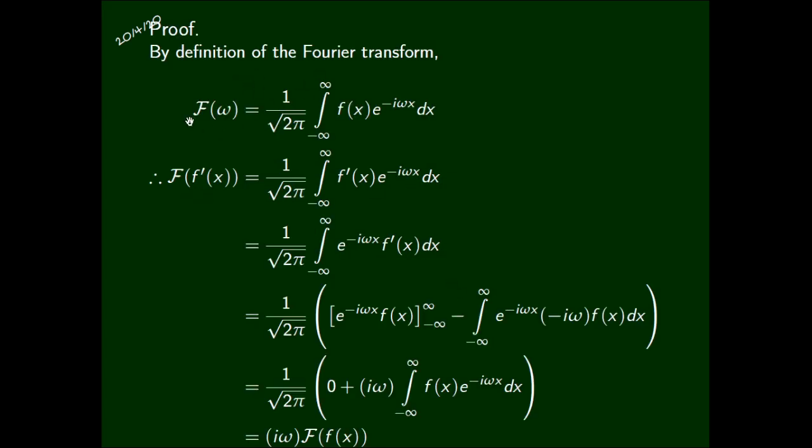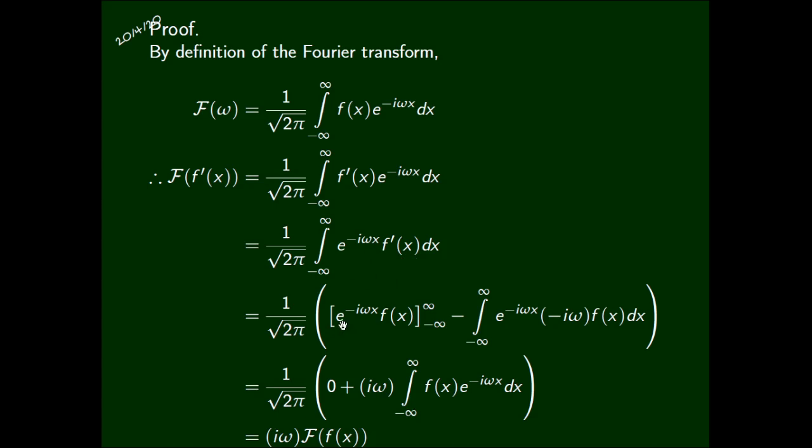Using the definition of Fourier transform, f bar of omega is equal to 1 by root of 2 pi integral minus infinity to infinity f of x into e raised to minus i omega x dx. In place of f of x I am using f dash of x. So Fourier transform of f dash of x is equal to 1 by root 2 pi integral minus infinity to infinity f dash of x e raised to minus i omega x dx. I interchange these two terms, so e raised to minus i omega x into f dash of x. 1 by root of 2 pi, I use integration by parts.